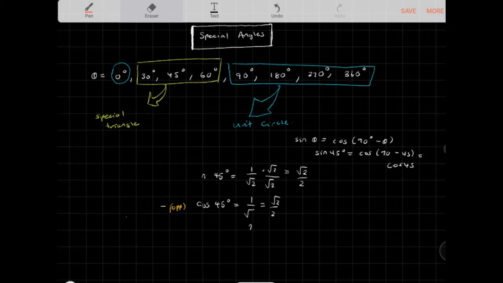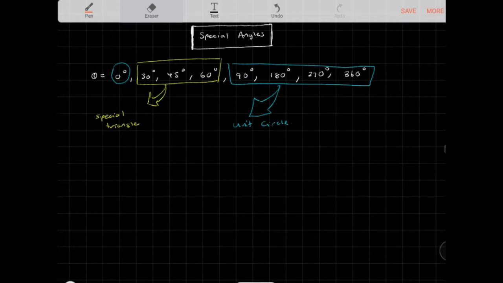Okay, so now we're going to look at the other ratios, the exact value of the ratio for the other angles, 30 degrees and 60 degrees, by using these sine, cosine, and tan functions.